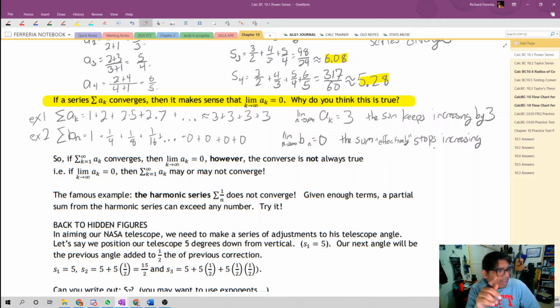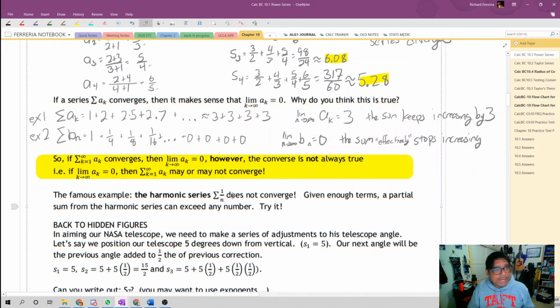This statement makes the most sense in that we can now rule out a whole bunch of series that won't converge just by checking to see if the limit of the individual terms is 0. And that's what we're saying here. If the series converges, then the limit of all of the individual terms has to approach 0.